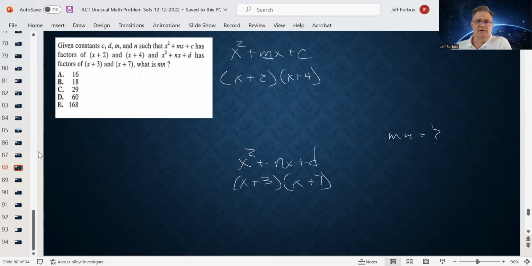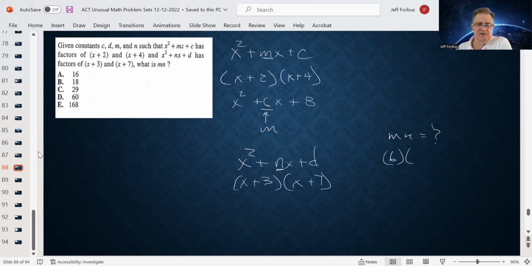Well, here's our m, and here's our n. So what number does m and n represent? Well, to figure that out, we just got to multiply the factors together. So the first one, we're going to get x squared, and then x times 4 is 4x, and 2 times x is 2x. That's going to give you a 6x. And then 2 times 4 is going to give you an 8. So m here is a 6. So we know m's a 6.